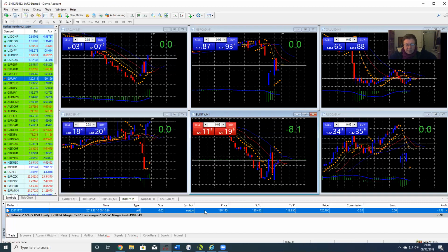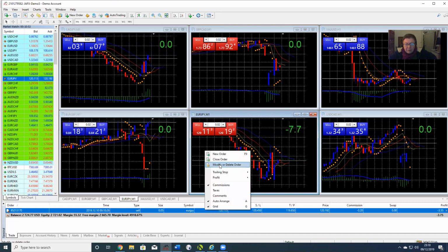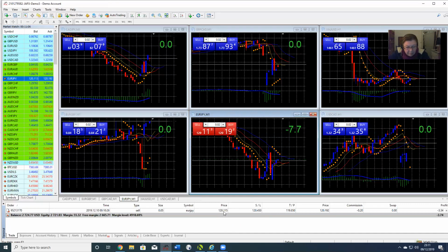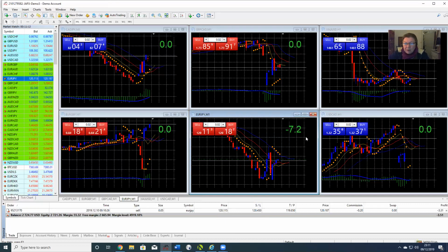So once you're in the trade, you right click here. We've put the stop loss in, we don't need to do that. We've got the price we've entered. So let's just check the price we've entered. We've entered at 120.115. So we've entered above John's price, which is probably why we're in slightly bigger drawdown than we should be, because I didn't do a pending order, but I'm going to do a new one with a pending order now.